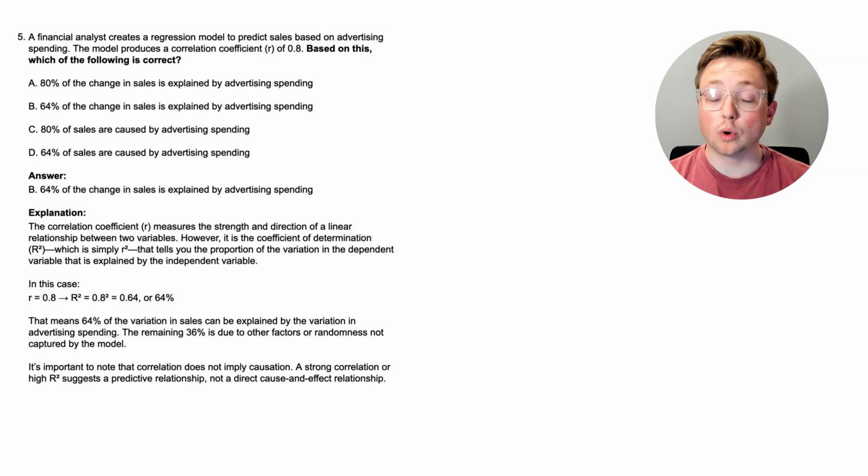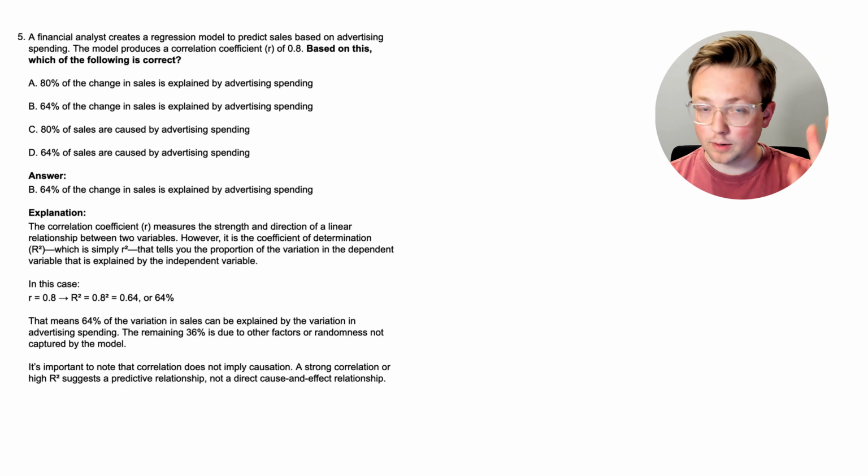It's important to note that correlation does not imply causation, and hopefully you've heard that in your life. This is true for everything in life. A strong correlation or a high R squared suggests a predictive relationship, not a direct cause and effect relationship. So I just want to make sure that's clear. Correlation does not imply causation. So that's a fallacy that we see commonly throughout today's world.